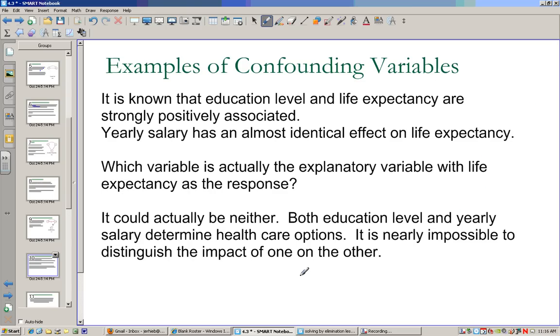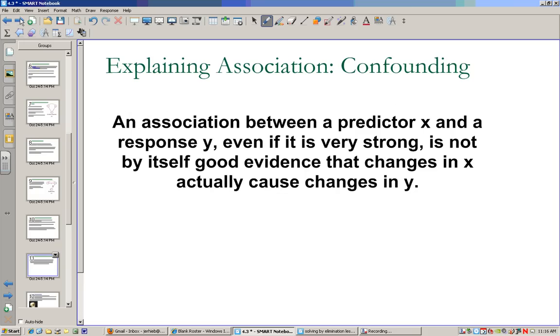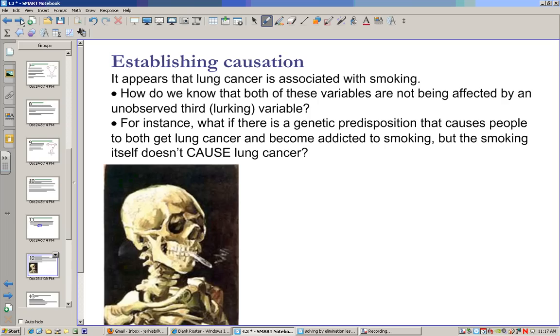It's said that education level and life expectancy are strongly positively correlated. Yearly salary also has almost the same effect on life expectancy. So we don't know which variable causes it. It could be neither, but we can't say that it's one or the other. An association between the predictor X and the response Y, even if it's very strong, is not good evidence that changes in X actually cause changes in Y. So we always have to look really carefully when we use the word cause.